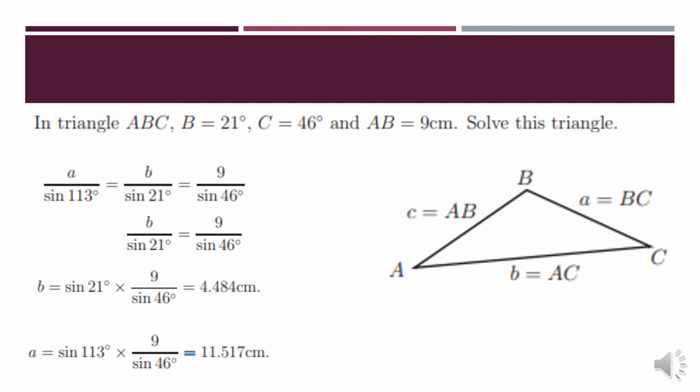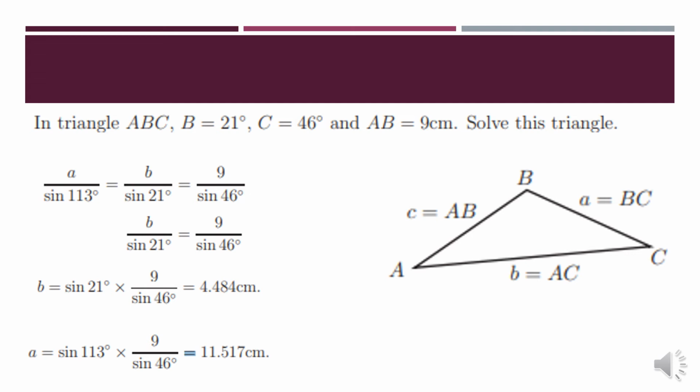So using the sine rule, A as the numerator will be over sine 113, and B as the numerator will be over sine 21, and the numerator will be 9 over sine 46. Since we are just going to take two sides in the sine rule, we are going to calculate the lengths of B and A. The calculation is shown here.